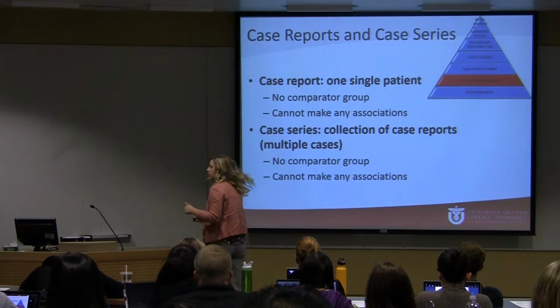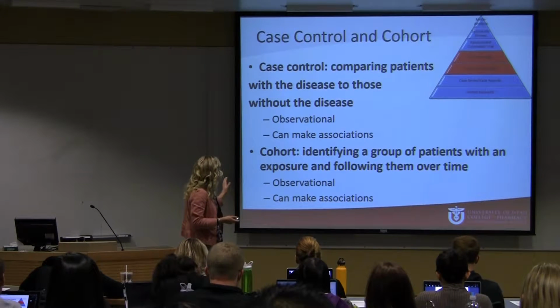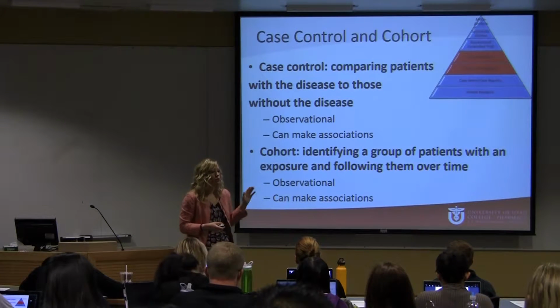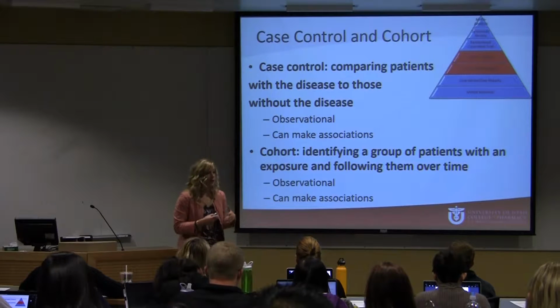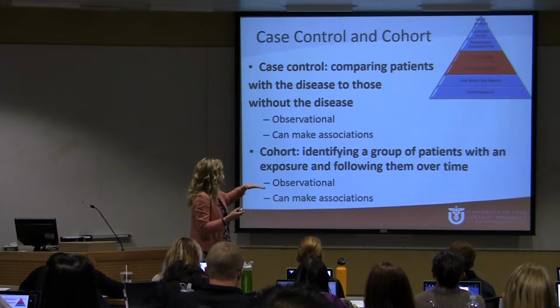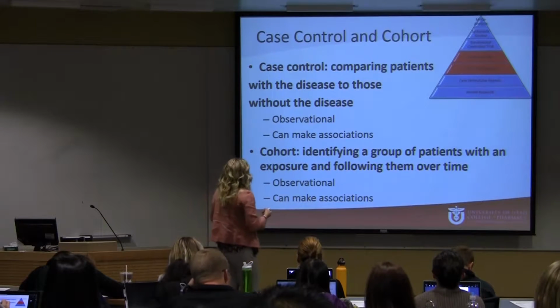So next, we're going to move on to case controls and cohorts. Your case control compares patients with the disease to those who do not have the disease. So here you're making more of a comparison, right? That's why this is a little bit higher on the evidence level than your case series and your case reports. However, this is observational.